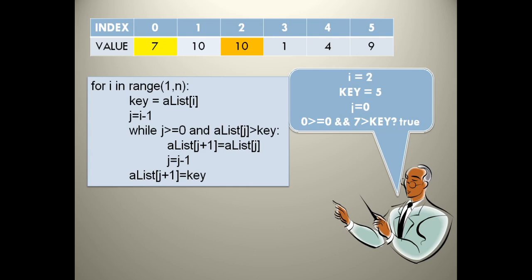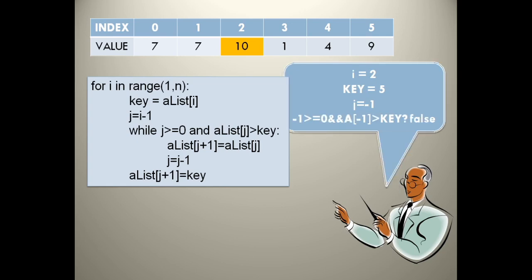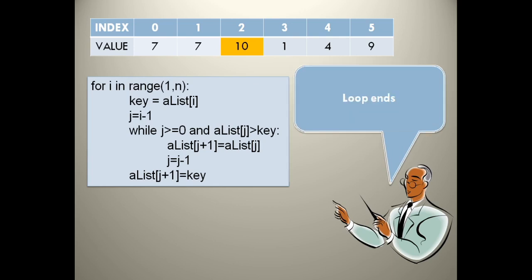Okay, it is true. Therefore the 7 at A of 0 will be copied into A of 1, means 7. You can observe here, 7 has come here now. Okay, now 7, 7, 10. Now i is 2, key is 5, j is minus 1 now, j equals j minus 1. Now the loop fails, it comes out.